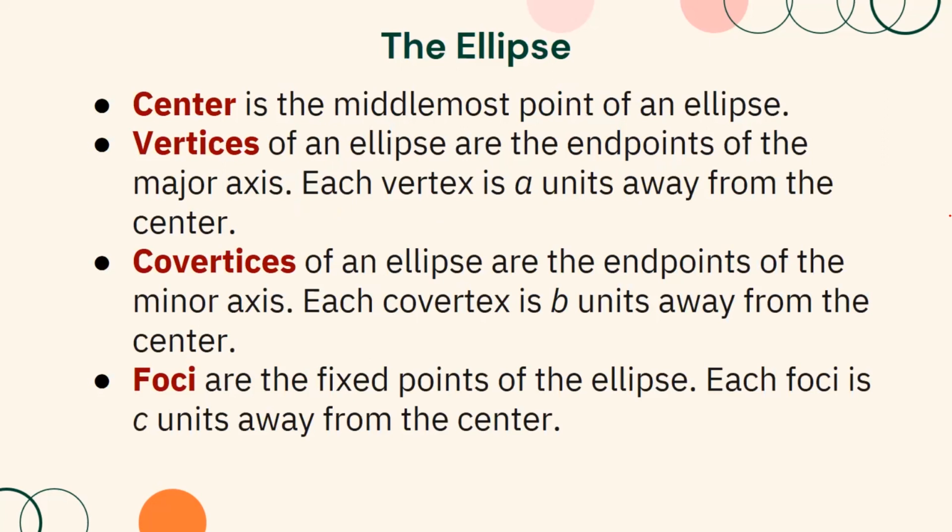Moreover, we have also determined the elements of the ellipse as the following. Center is the middlemost point of an ellipse. Vertices of an ellipse are the endpoints of the major axis. Each vertex is a units away from the center. Covertices of an ellipse are the endpoints of the minor axis. Each covertex is b units away from the center. Foci are the fixed points of the ellipse. Each focus is c units away from the center.